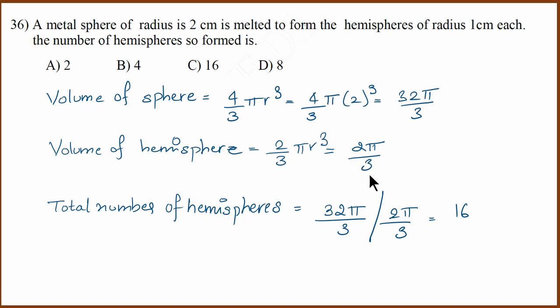Now what does that mean? How many hemispheres can you make? We have to divide the volume of sphere by volume of hemisphere. 32 π/3 divided by 2 π/3. So the 3 cancels, pi cancels. 32 divided by 2 is 16. So correct answer is 16.